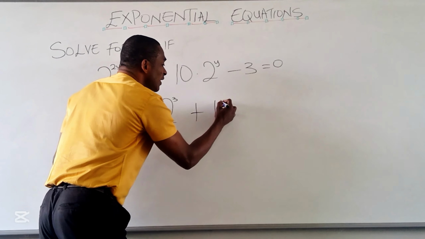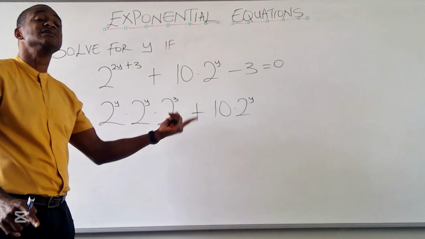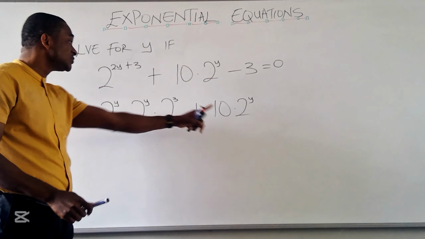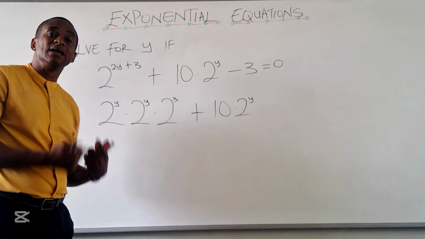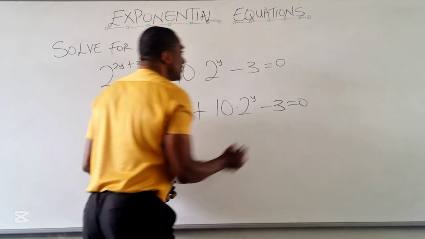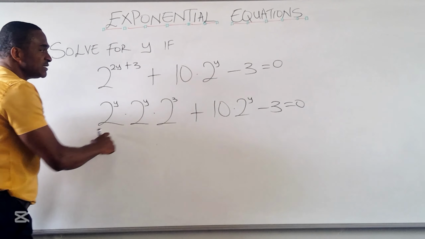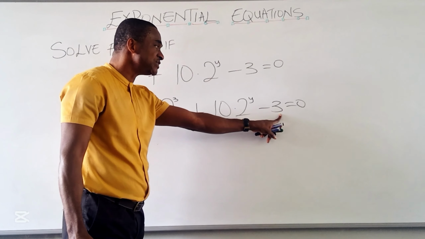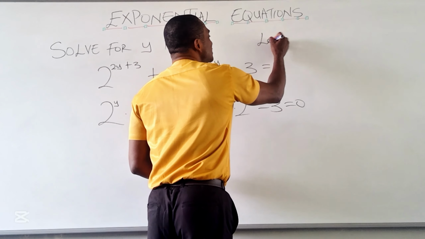Then, for the next one, I have 10 times 2 to the y. There's nothing to reduce this further. It is at its lowest state. What was the target? The target was to reduce it to the lowest state so that we have something identical that we can compare with. Now we have minus 3 equals 0. Let's see what next we can do. Since this cannot be simplified, we don't have a common factor because this section has no element of 2 exponent y. We can replace some part of it.